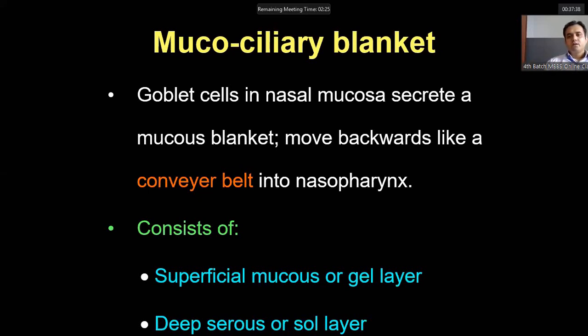So this is the mucosal blanket. It moves backwards into the nasopharynx, like a conveyor belt. All the small secretions are taken into the nasopharynx, and from there they go down into the stomach. It is swallowed.